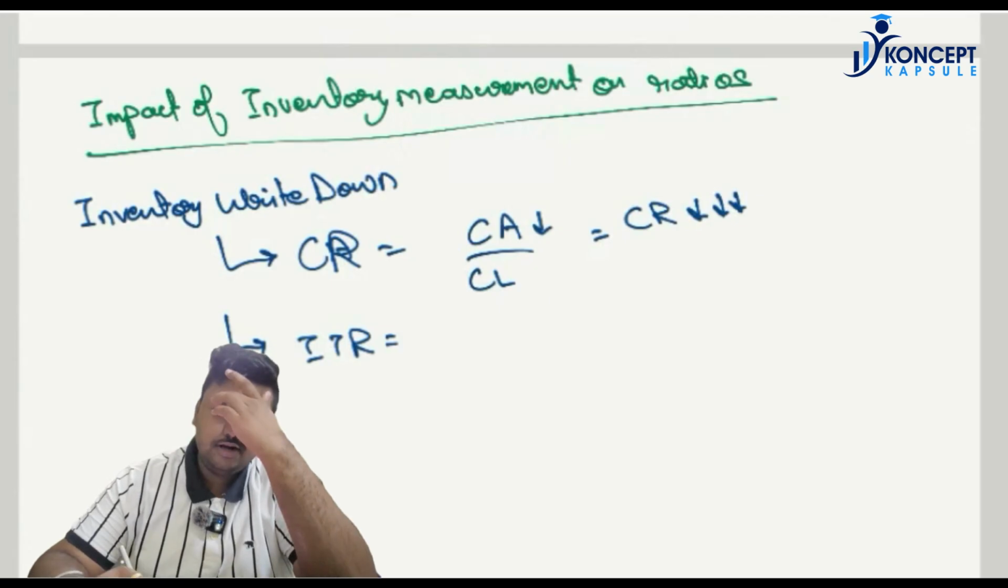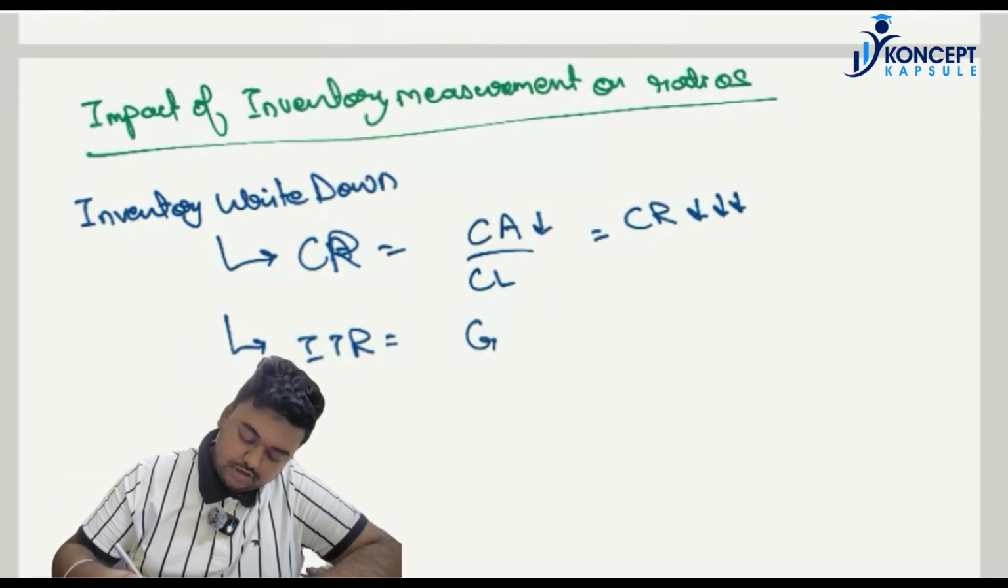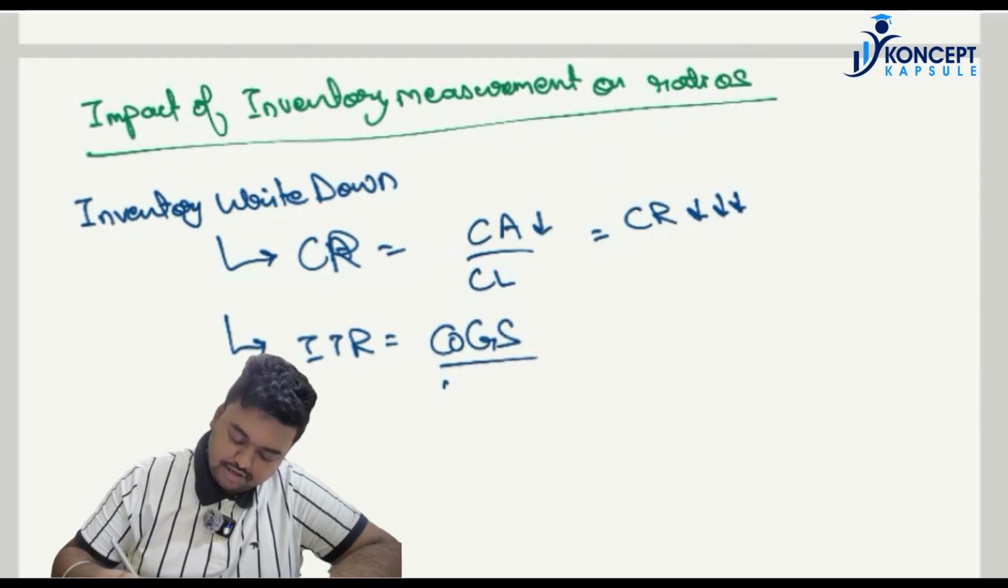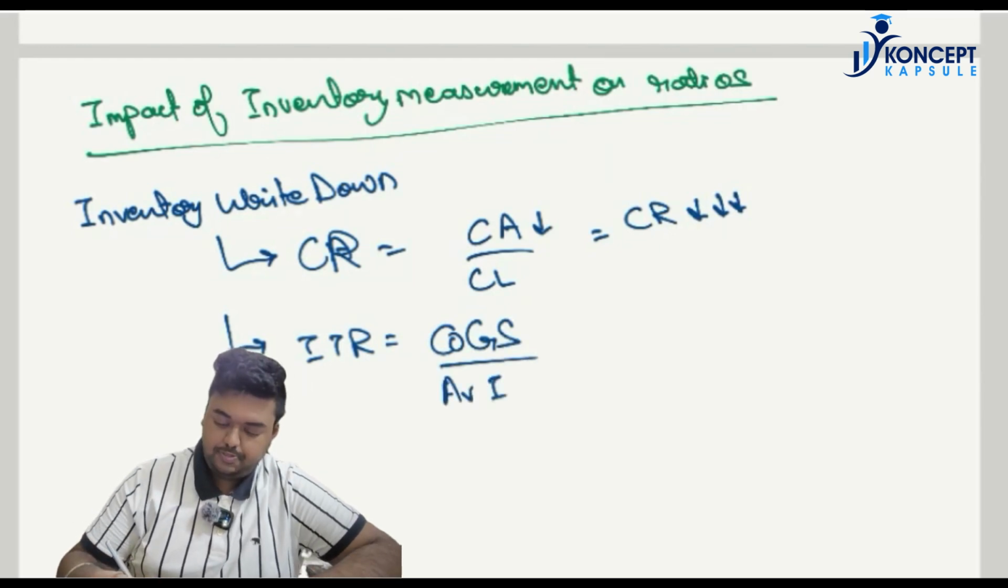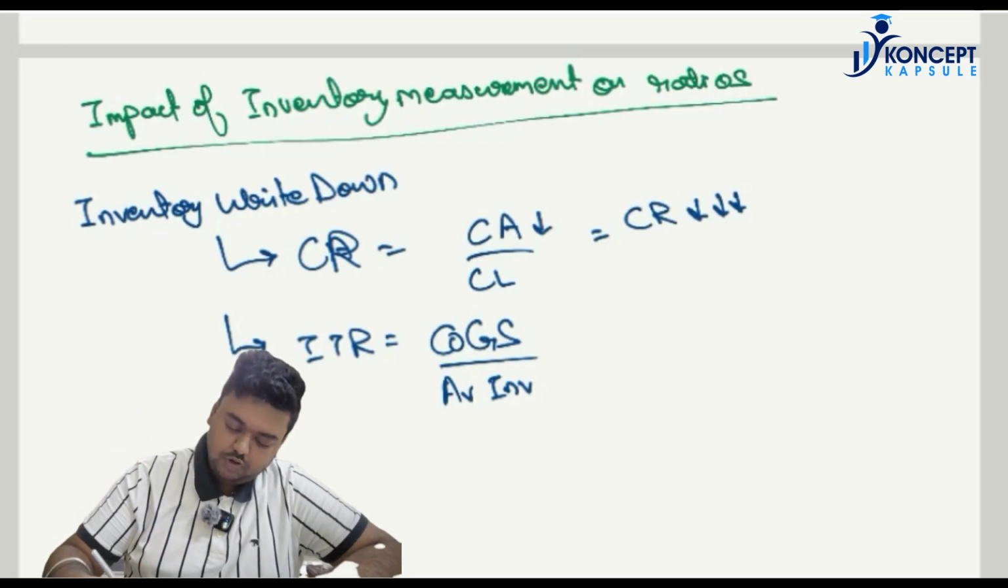The second ratio that we will talk about is the inventory turnover ratio. What is the inventory turnover ratio? Inventory turnover ratio is COGS by average inventory. If the inventory is going down, your average inventory will go down. So your inventory turnover ratio will increase.